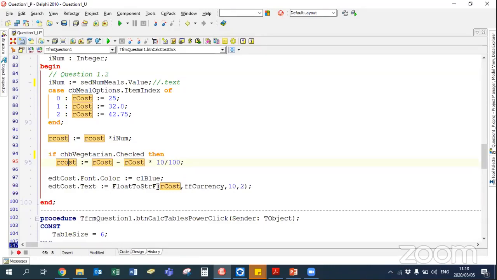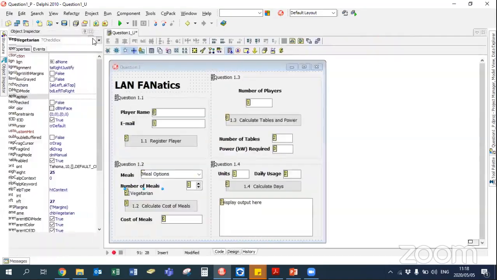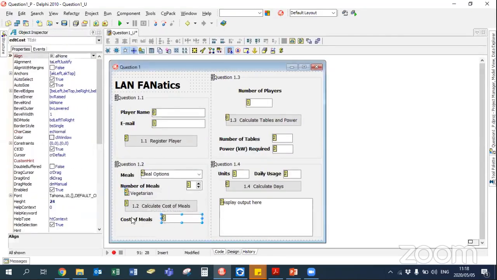Remember to use FloatToStrF for all your questions with ffCurrency and then comma 10, comma 2, because I want to display 2 decimal values. Now, remember, we had to change the font color, and be careful. I hope you guys can see what I'm showing you now, just the object inspector. Just be careful because your edit box has a color, and then the font of the edit box also has a color. So this is again one of those places where you really need to read carefully to make sure that you answer it correctly.